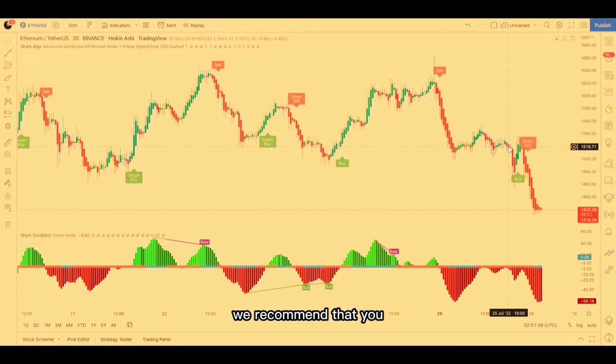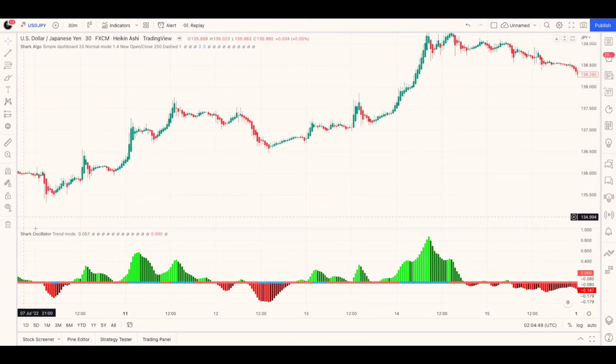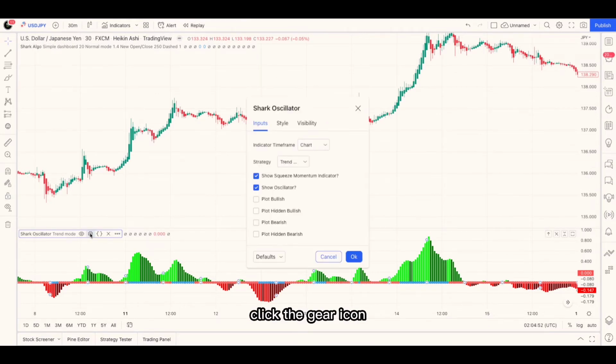We recommend that you set your stop losses intelligently, you use your risk management settings, you follow Shark Algo's oscillator coupled with the Shark Algo indicator. So now that we've covered the divergences, we're going to go into our next strategy called confirmation mode with the Shark Oscillator. So go back to our settings, click the gear icon where it's a strategy. You're going to click confirmation mode. You're going to hit OK.